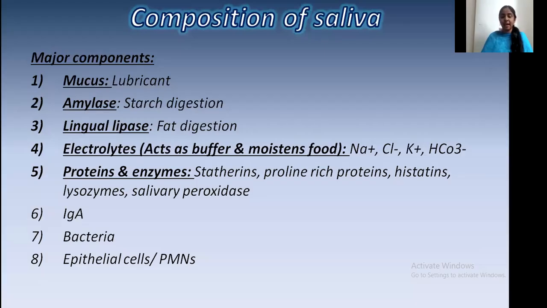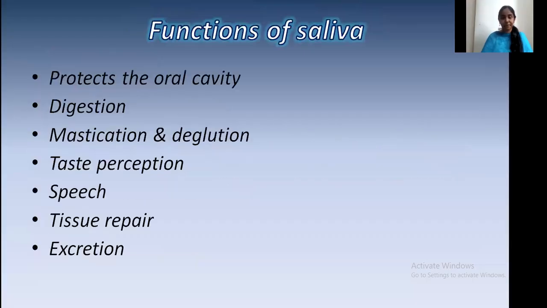Proteins and enzymes are statherins, proline-rich proteins, histatins, lysozymes, and salivary peroxidase. And salivary immunoglobulin is IgA. There are bacteria present in the saliva and also epithelial cells and PMNs.